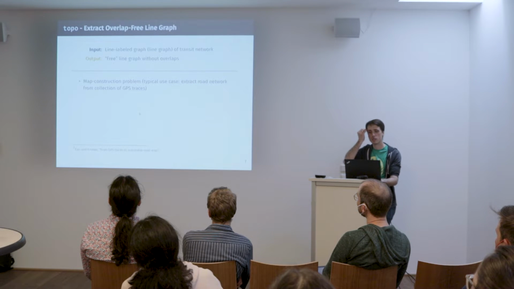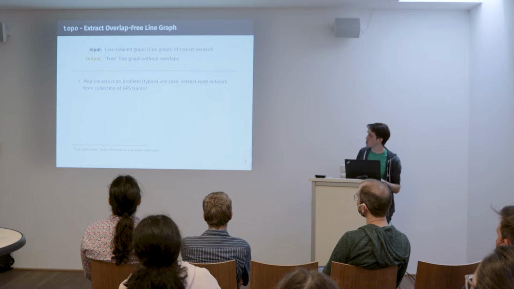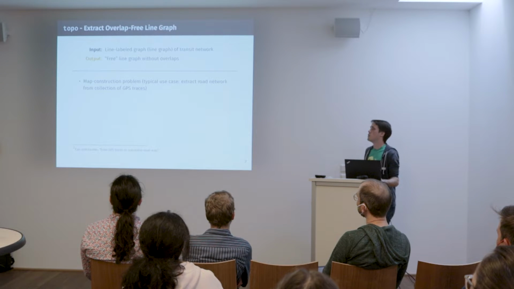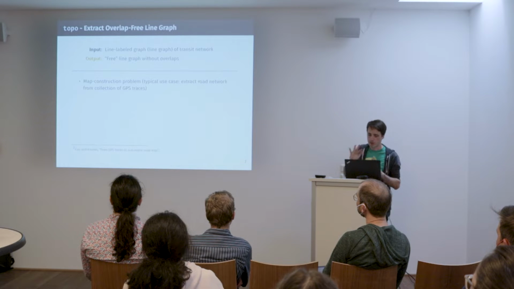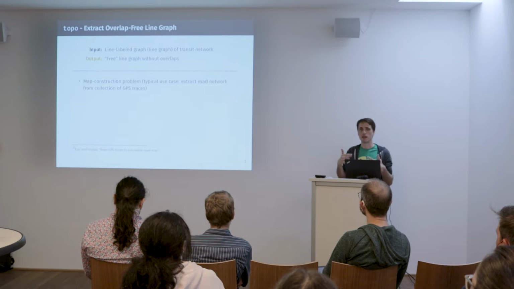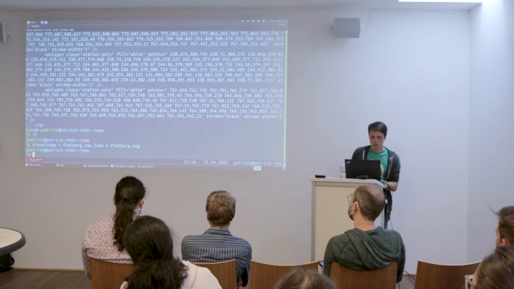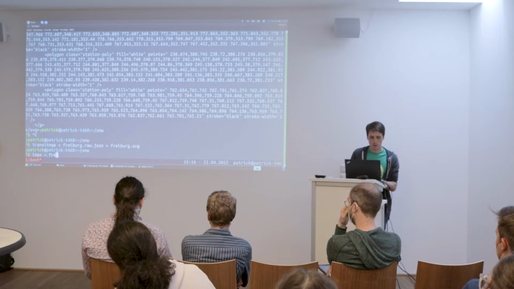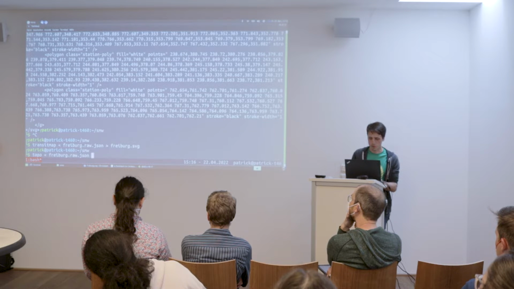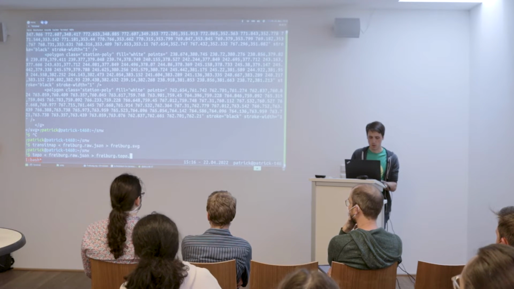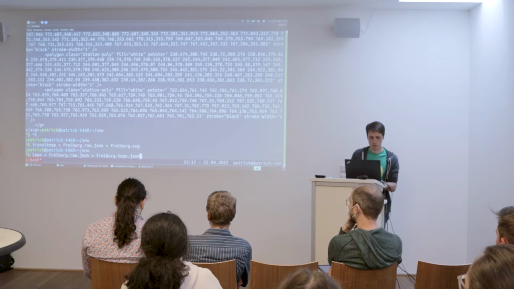Now here the input is a line labeled graph. We just call it a line graph of a transit network. And the output is what we call a free line graph without any overlaps, which is basically the clean input you need for generating transit maps. So let's just do this. Let's just read in this raw file and write it to a file. Let's call it Freiburg topo.json.